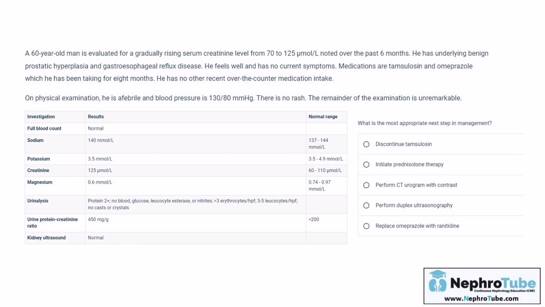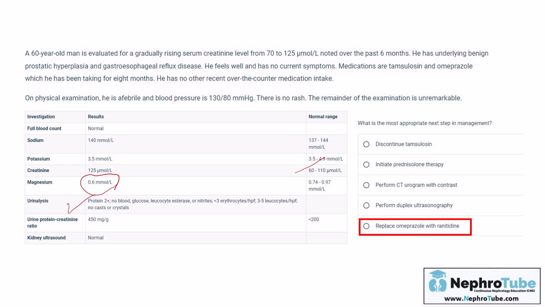Okay, here again, this is a case of omeprazole-induced acute interstitial nephritis. The answer here is to replace omeprazole with ranitidine. The patient is on omeprazole, and there is elevation of serum creatinine, and there is another key in this case: there is hypomagnesemia. Hypomagnesemia is caused mainly by proton pump inhibitors.